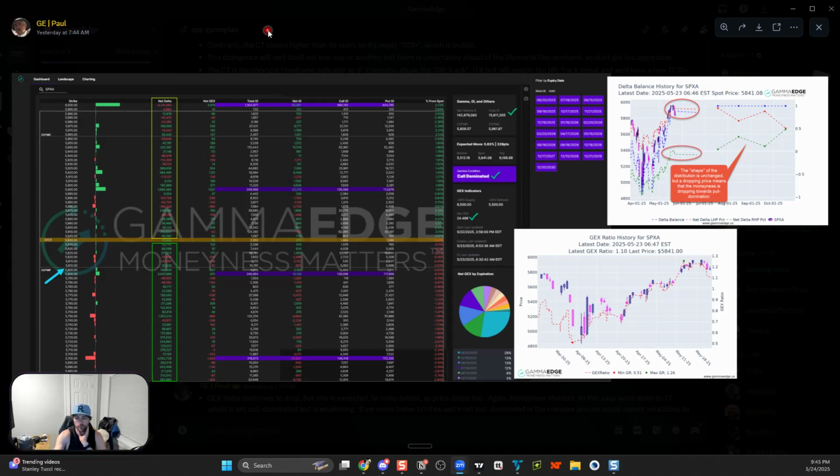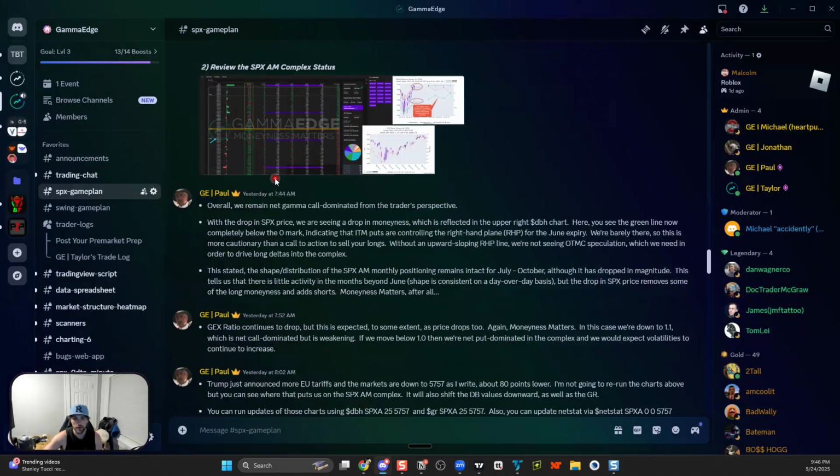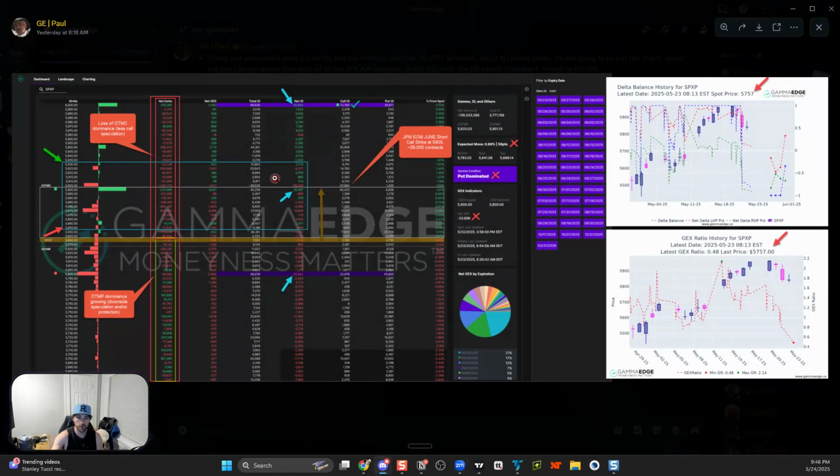SPX-A, remember, is where your longer term money is positioned. So this is a slower moving structure. We've been very call dominated, just given the rapid move higher in price that we've seen, and obviously the call speculation that has come in as a result of that. But now the shorter term, smaller SPX-P complex, which is where more of the short term traders are, is decisively more red, decisively more put dominated.